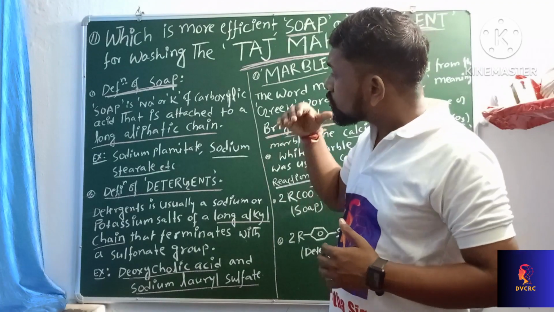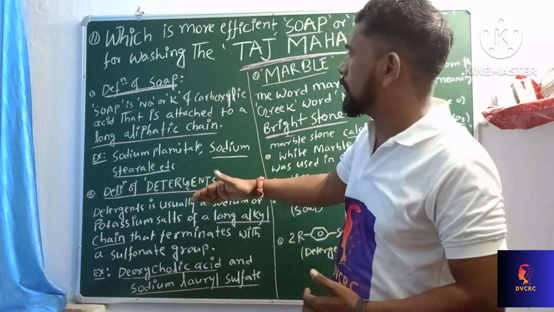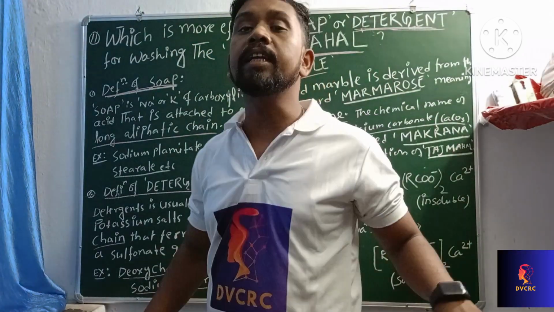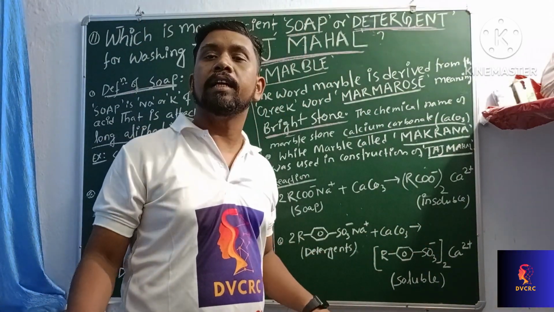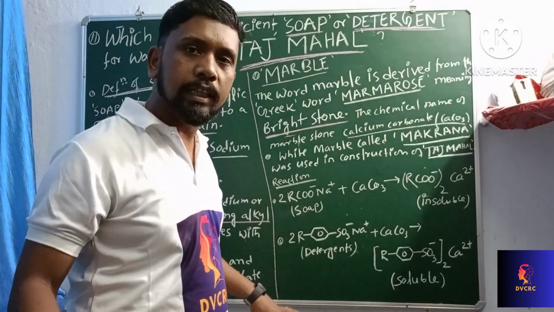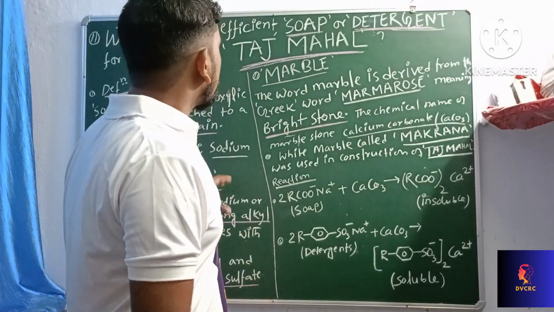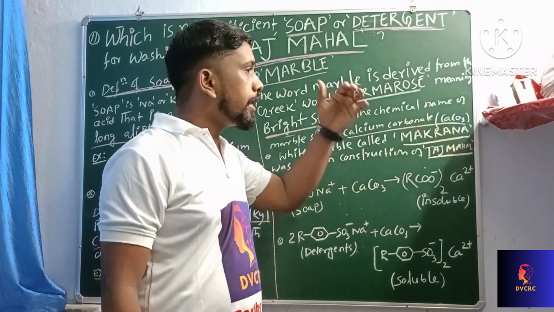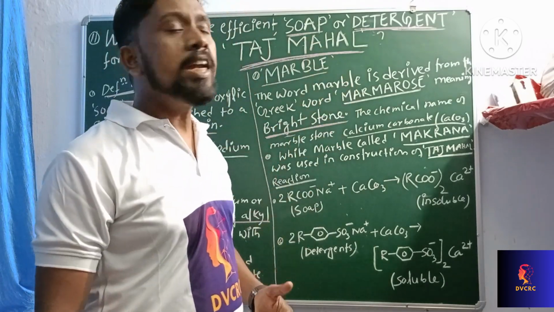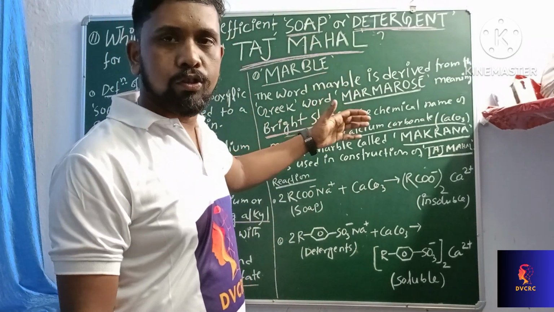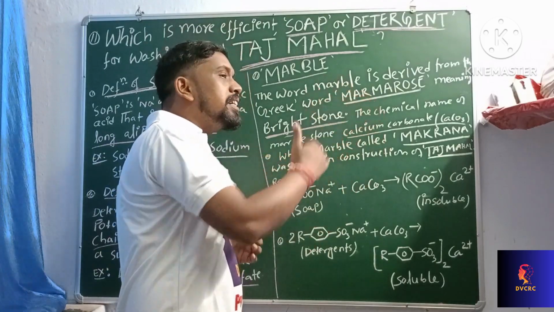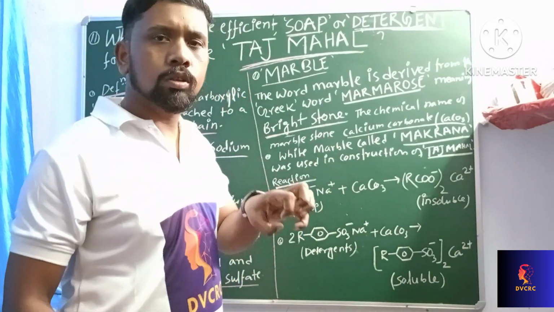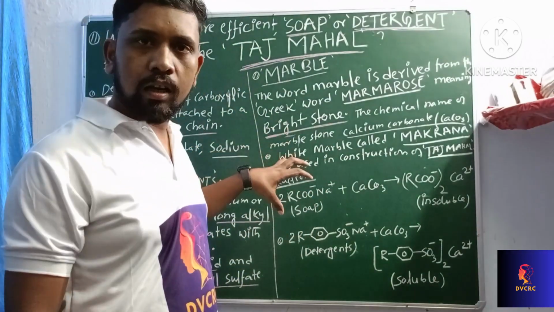So which chemicals, soaps or detergents, are good for cleaning marble oriented things, marble oriented surfaces, I will discuss. The chemical formula of marble is calcium carbonate, and the word marble comes from the Greek word marmaros. Marmaros means bright stone. That's why marbles show a bright color.